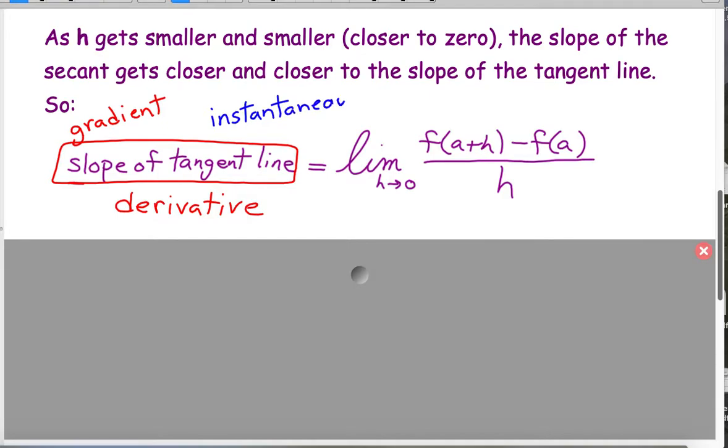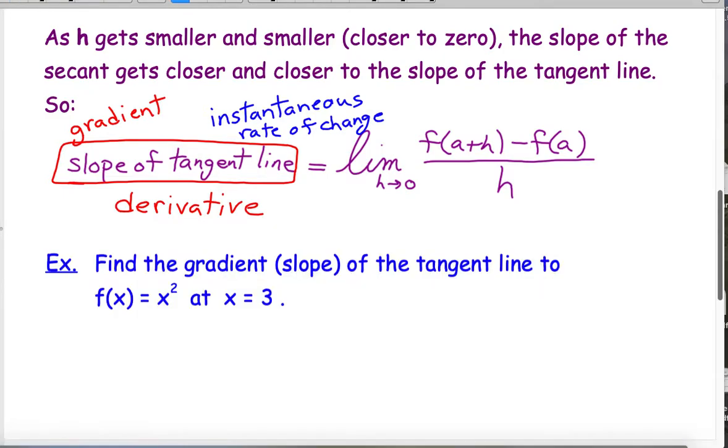Instantaneous rate of change at a particular point. So slope of the tangent line, instantaneous rate of change, derivative, all mean the same thing. So let's go ahead and try that for a specific example.